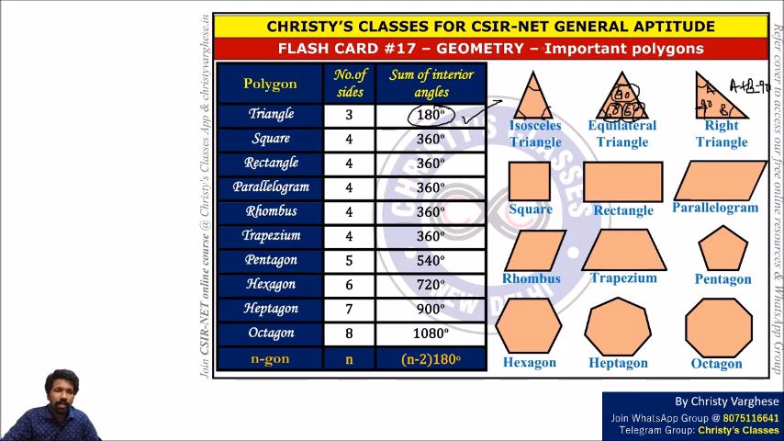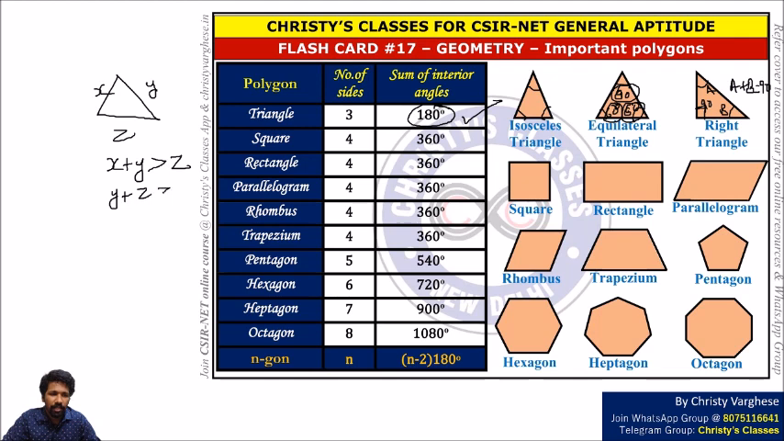And for a triangle, there is another important property. Look at this scenario. If this side is X, this is Y, this is Z. For a triangle, X plus Y should compulsorily be strictly greater than Z. Y plus Z should be strictly greater than X. X plus Z should be strictly greater than Y. This you have also learned in school days, that the sum of two sides should be greater than the remaining side.